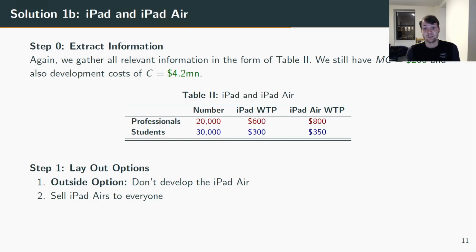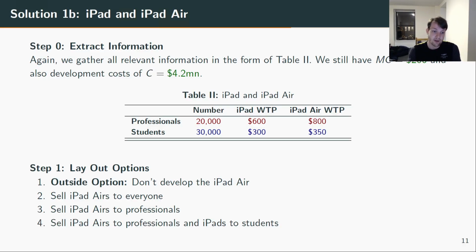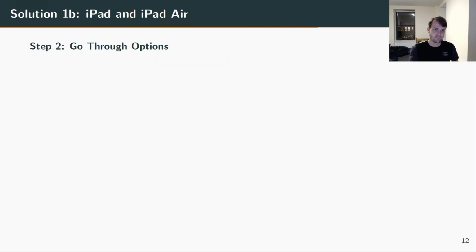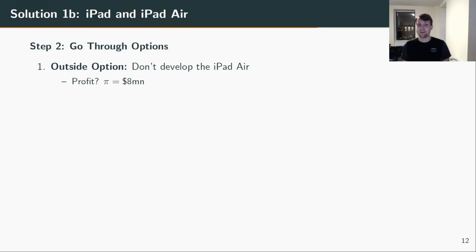We can sell iPad Airs to everyone. We can sell iPad Airs to professionals only and basically not sell iPads at all in these two cases. Or we can sell iPad Airs to professionals and iPads to students. That's the interesting one. That's segmented pricing. That's what we're here for. But we're going to do the other ones first. Outside option is that we know if we don't develop the iPad Air, we're going to make 8 million. Easy peasy.